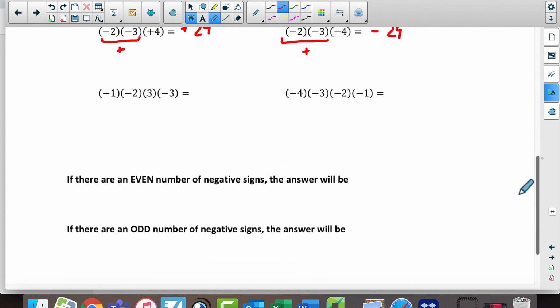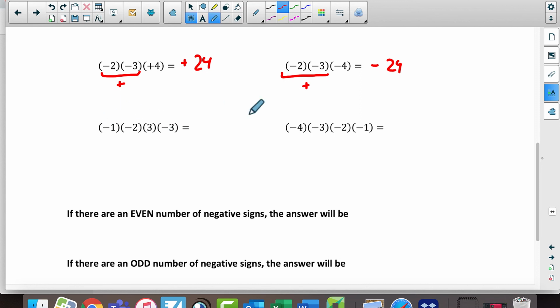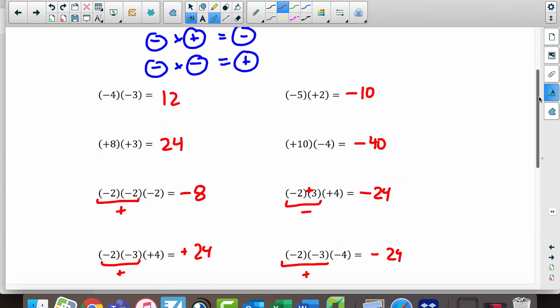Okay, we'd like to come up with a rule, wouldn't we, about whether an answer is going to be positive or negative. And as many of you already know, it has to do with how many of these negative signs you see. So if you have no negative signs, like this question here, there's no negatives, our answer is positive. If there's one negative, like this one, it's negative. If there's two negatives, like this one, it's positive. If there's three negatives, like this one, it's negative.